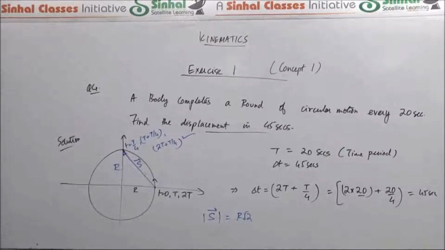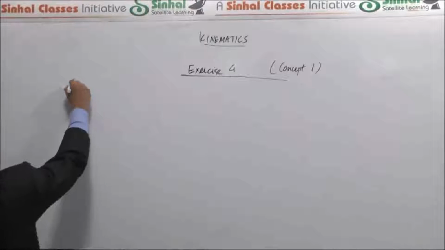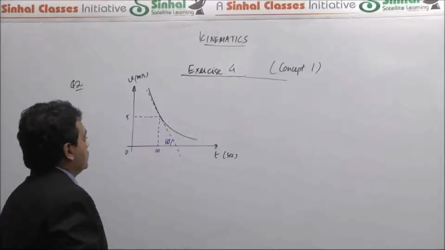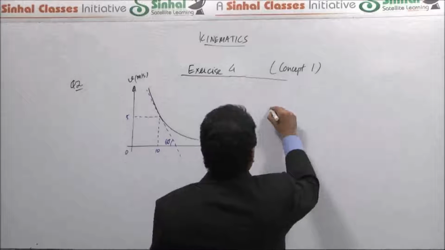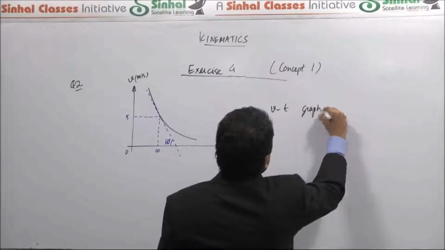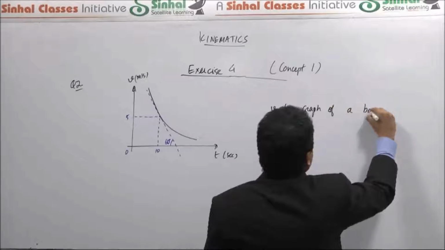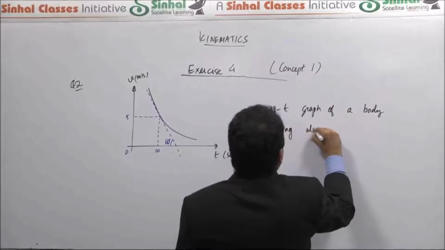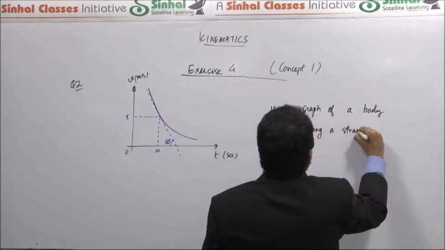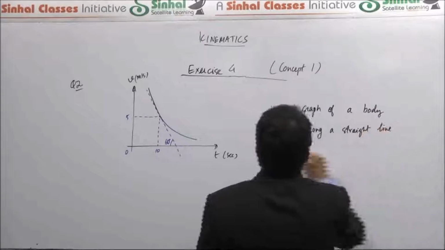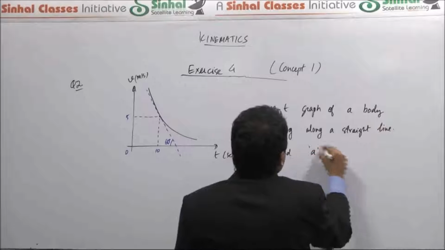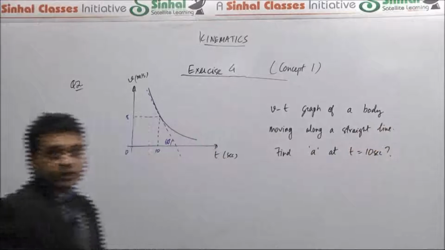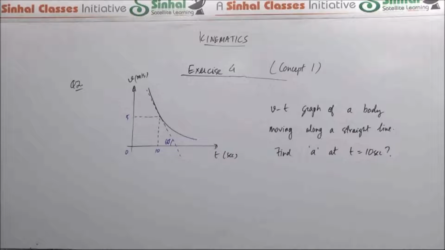Let's pick up some more questions. This is question number 2 in exercise 4. So this is a velocity versus time graph of a body moving along a straight line. So find the acceleration at t equal to 10 seconds. So let's say we want to find the instantaneous acceleration at t equal to 10 seconds.